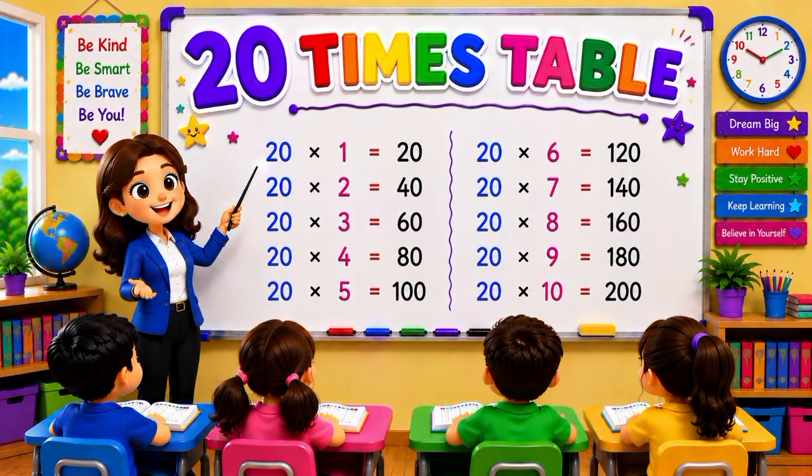20 times table. 20 ones are 20. 20 twos are 40. 20 threes are 60. 20 fours are 80. 20 fives are 100. 20 sixes are 120. 20 sevens are 140. 20 eights are 160. 20 nines are 180. 20 tens are 200.